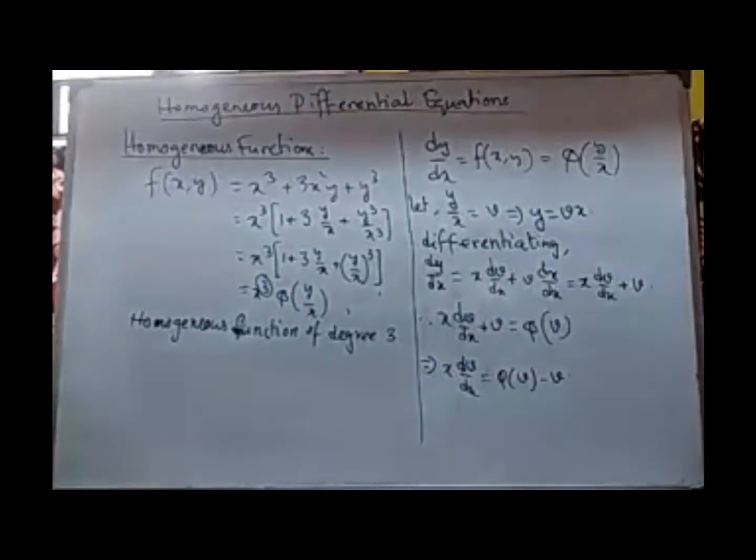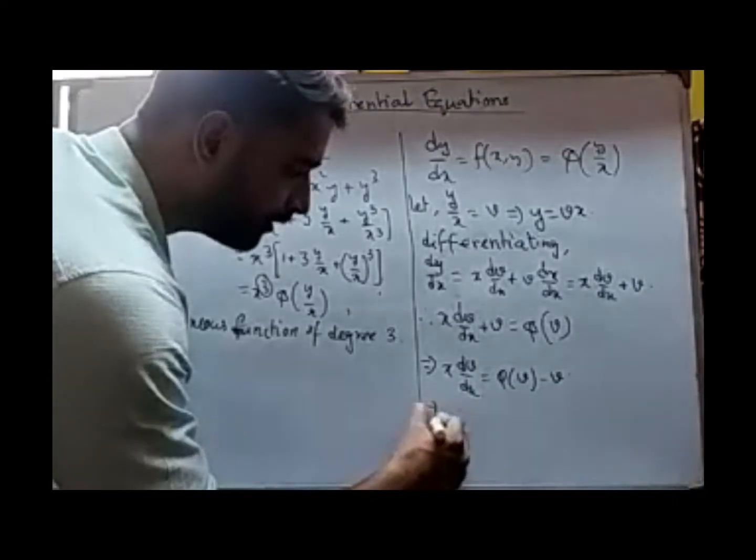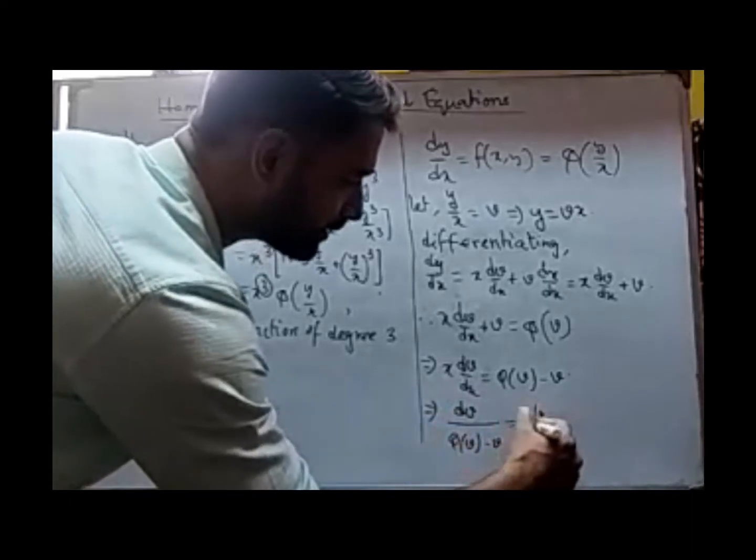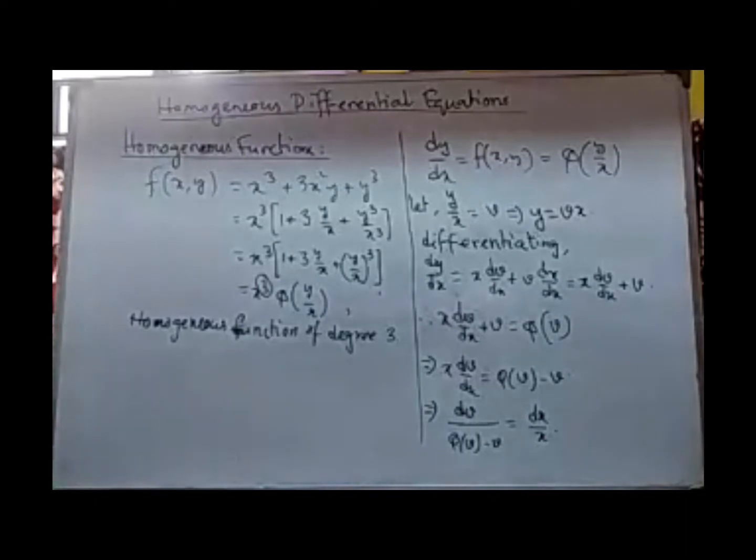Now you see, the right hand side is a whole function of v. No x, no y are there. Only one variable v is there. And the left hand side is a product of x and dv/dx. So now we can separate the variables. So we can write dv by (phi of v minus v) equals dx by x. So the variables are separated. Now we can easily integrate both the sides and find the answer. So next we are coming to some problems.